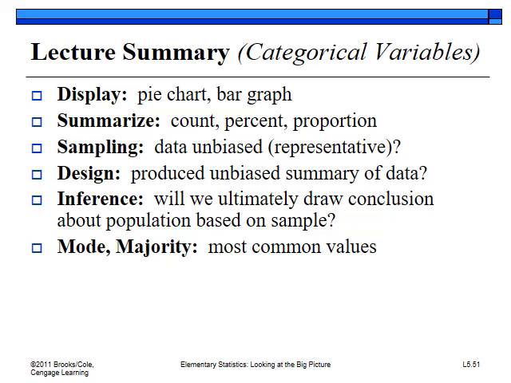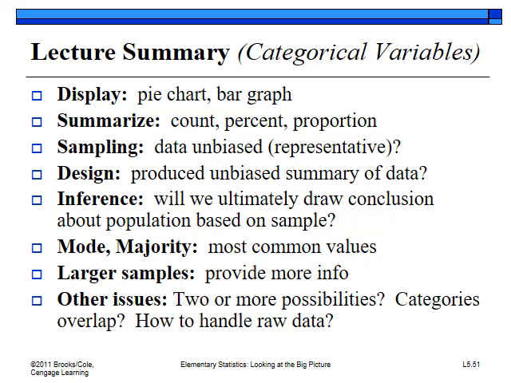We defined mode and majority, and we mentioned that larger samples tend to give us more confidence when we are making or drawing conclusions. Finally, we looked at how to handle the situation where there are two or more possible responses for a single categorical variable. We looked at the situation where categories overlap, and we talked about how to handle raw data using either a spreadsheet or doing it by hand.